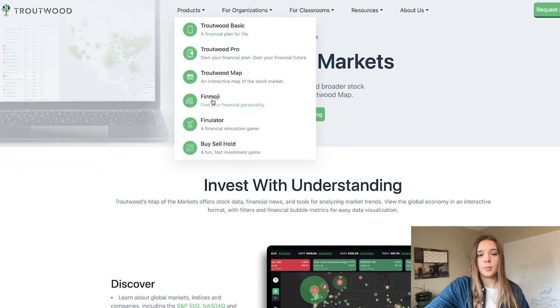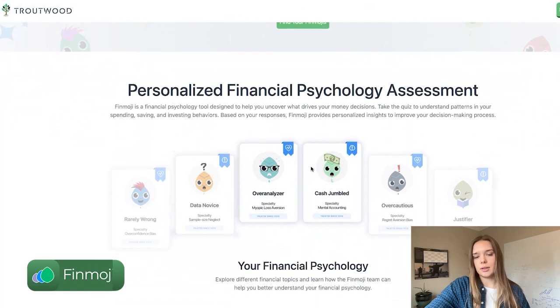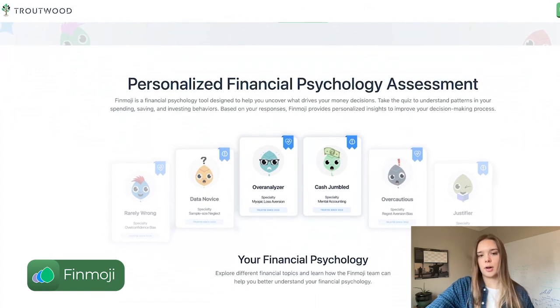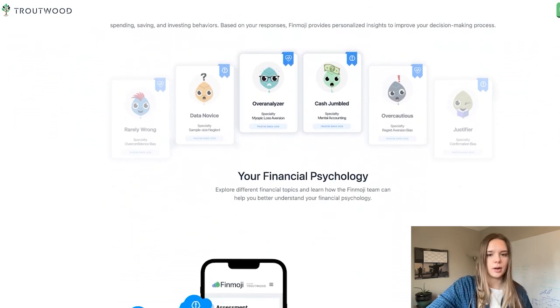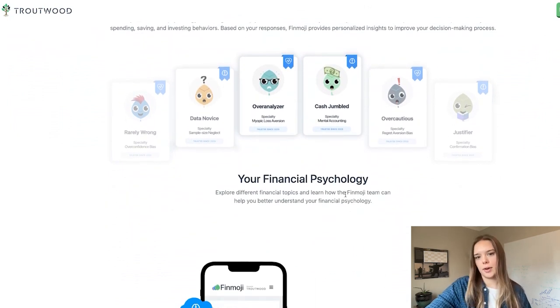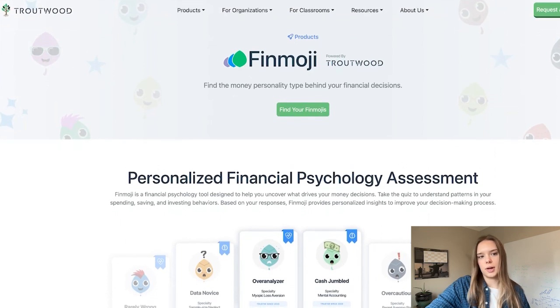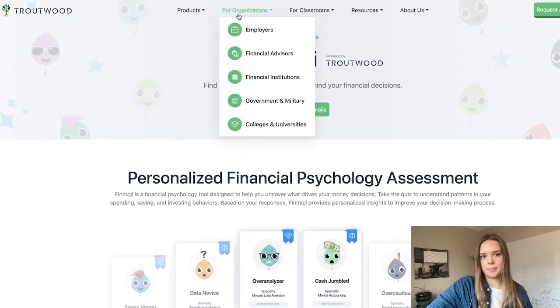Then we also have Finmoji. So if you're in the mood to take a little quiz, this one's about finding your financial psychology, so your financial personality. So take a quick quiz, and then we tell you about your emotional and cognitive biases and how those might affect your day-to-day life, but also how you interact with money.